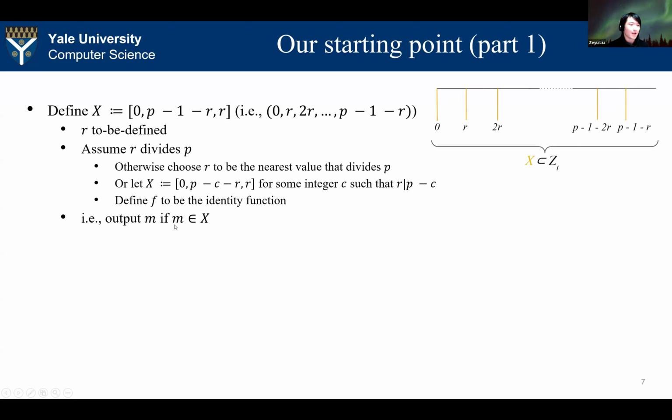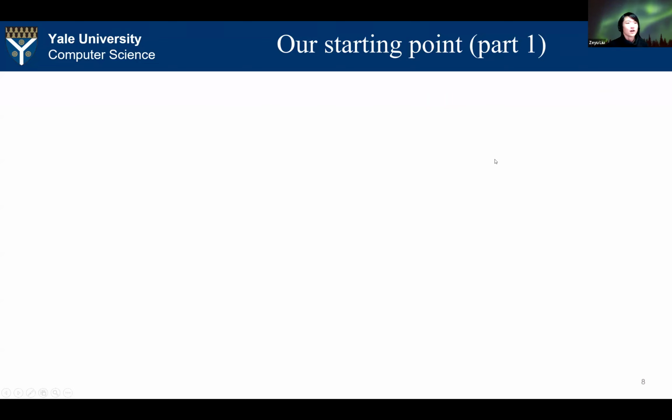And again, we output m if m is in X. That's the definition of the identity function. This is the illustration of our valid set, which is 0, r, up to what I just explained. So with this, we give our construction.